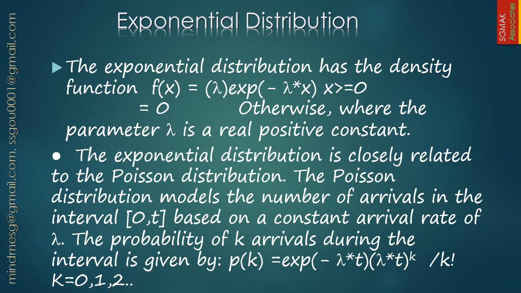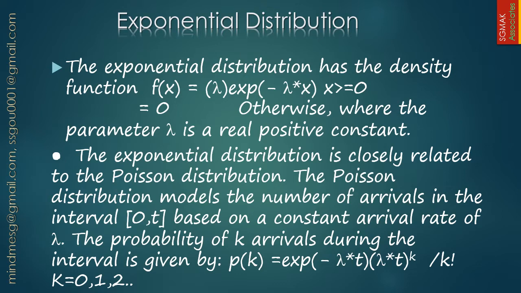The exponential distribution is very closely related to the Poisson distribution. The Poisson distribution models the number of arrivals in the interval 0 to t. If you take an interval of length t, the Poisson distribution can model the arrival in that interval based on a constant arrival rate of lambda.